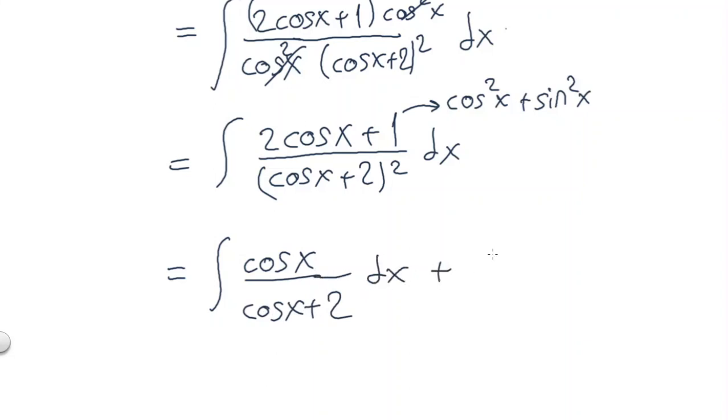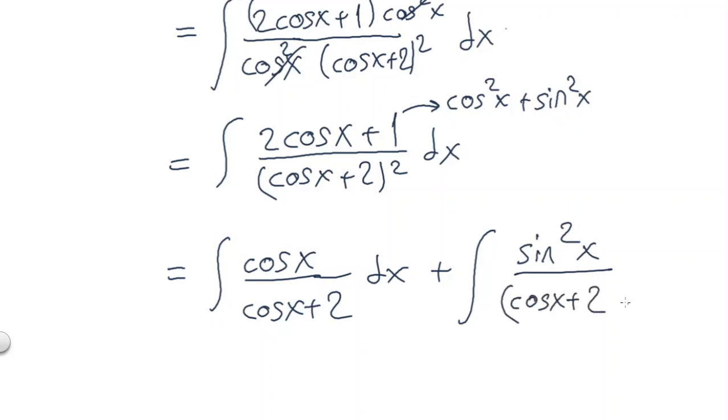I'm just separating them. And for the second one, this is just sine squared over that thing. I can't do much about this one yet: sine squared x over cosine x plus 2 squared.